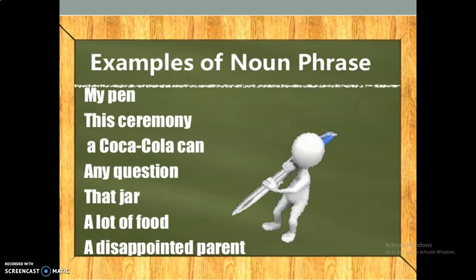Examples of noun phrases. The first example, my pen. Second, this ceremony. Third, a Coca-Cola can. Fourth, any question. Fifth, that jar. Sixth, a lot of food. Seventh, a disappointed parent.